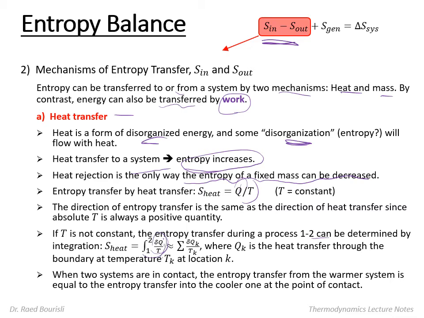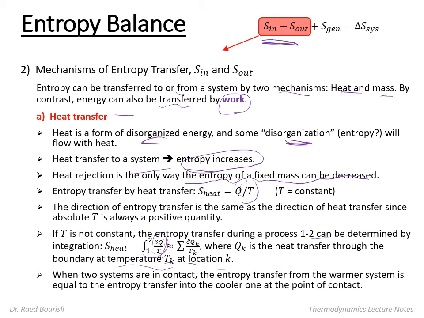I have to know this as a function of the other. Or I could say this is the summation of the Qk over Tk, meaning I have part of the Q transferred over this temperature and this much Q being transferred over this temperature, and so on. I'll break them up by boundary location, where Qk is the heat transfer through the boundary at temperature Tk at location k.